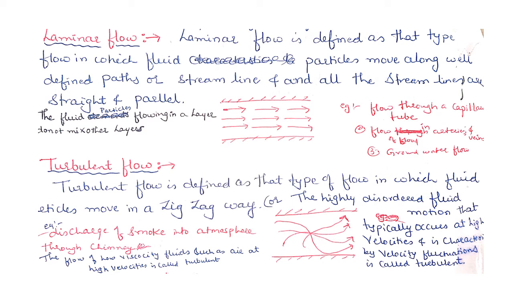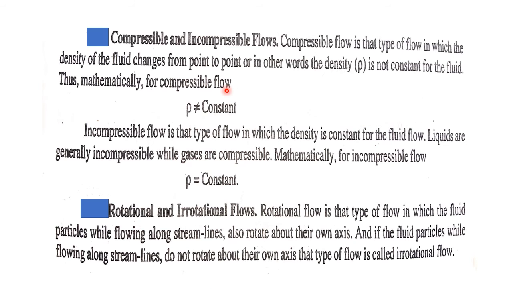Next, we'll study compressible flow and incompressible flows. So compressible flow is that type of flow in which the density of the fluid changes from point to point, or in other words, density is not constant for the fluid. That means rho is not constant here. So when the density of the fluid changes from point to point, then such flows are called compressible flows.